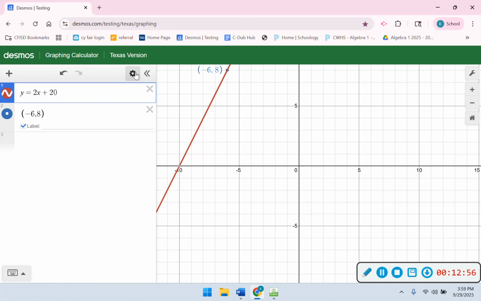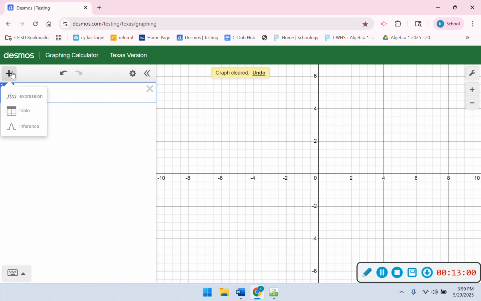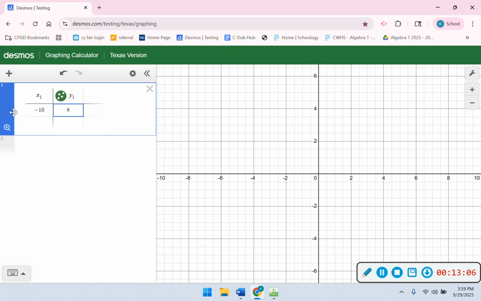So plus sign table and plug in the 2 points. Plus sign table, my ordered pairs are (-10, 8) and (2, 3).